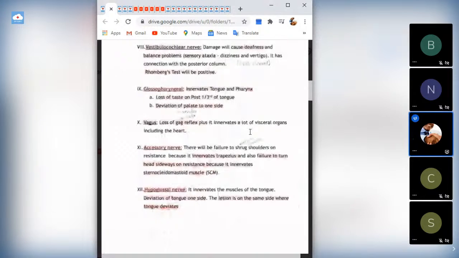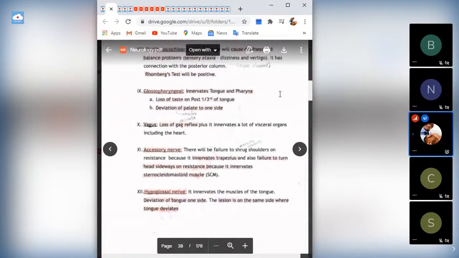Nerve 9, the name implies glosso. Whenever you hear glosso in the body, you are talking about the tongue. So the glossopharyngeal nerve supplies both the tongue and the pharynx.